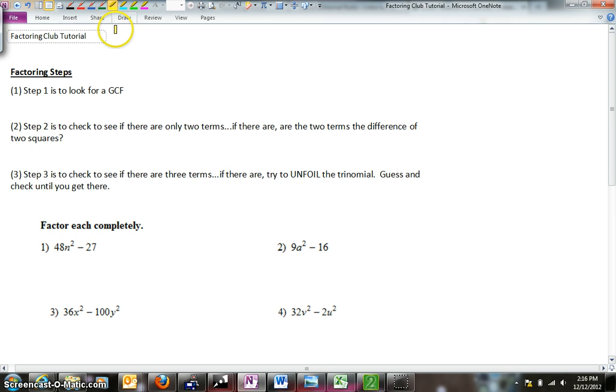These are again the steps to factoring. The first step is to look for a GCF. That is always and will always be the first step to factoring. And so we'll always look for the GCF first.